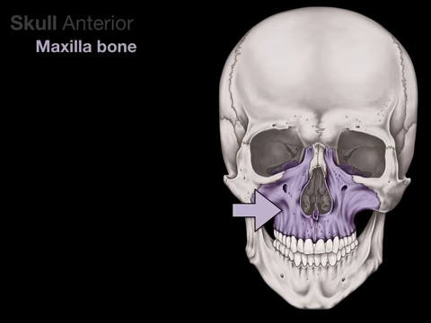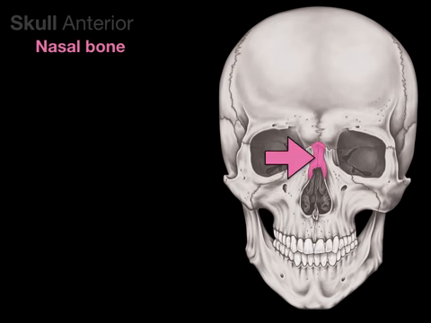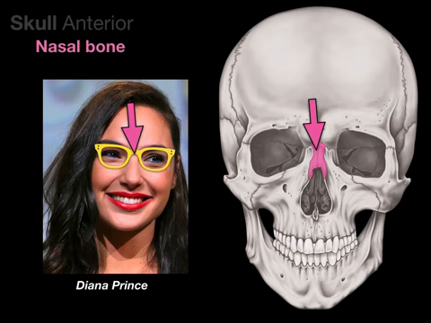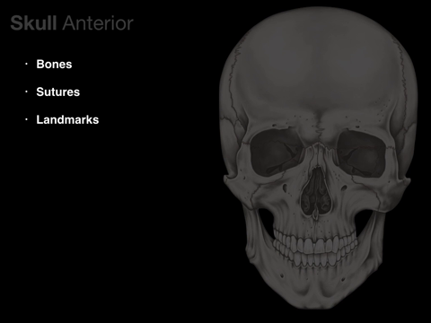So the maxilla is this bone here in purple, and it is Latin for jaw, and it's the part of the upper jaw and all the way up to the side of the nose. Now, the nasal bone is located here because nasal means nose. Now, is that Wonder Woman? Nope, it's Diana Prince. And you can tell because she's wearing glasses. And glasses sit right on the bridge of the nose on the nasal bones. Now, the mandible is the lower jaw here, and we'll talk about that in a few minutes.